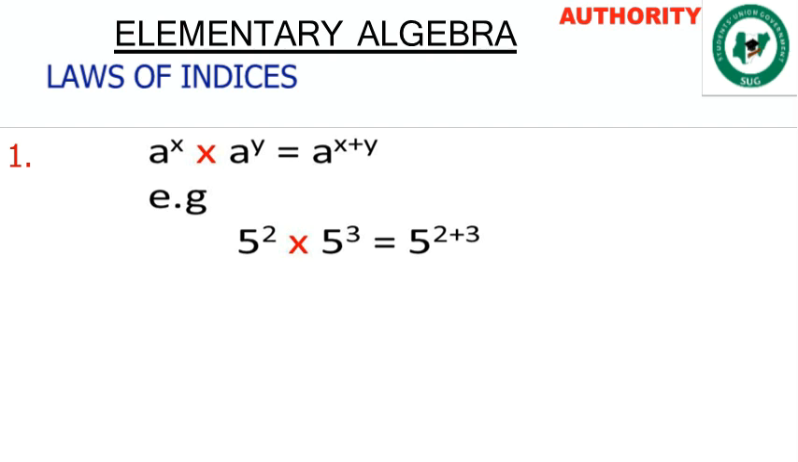When you see this expression above, let me show you what it means. When you have a number a raised to power x, and then the same number again, a raised to another power, and their relationship is multiplication, that is, you have a multiplication sign in between them, what you are going to do is pick one of the bases and then add their powers. For instance, 5 raised to power 2 times 5 raised to power 3 is going to be 5 raised to power 5.